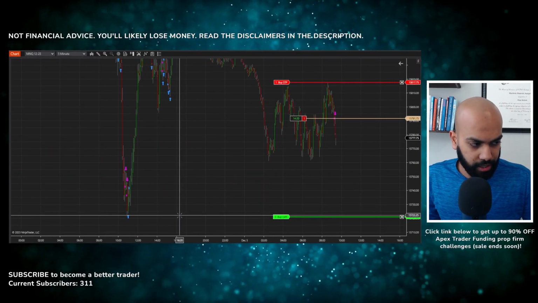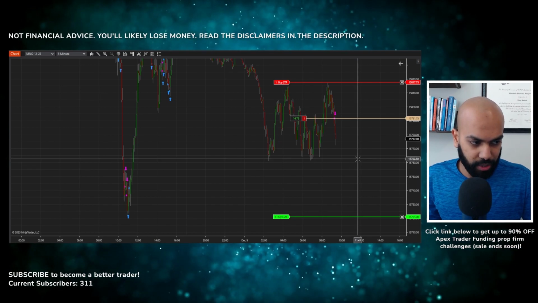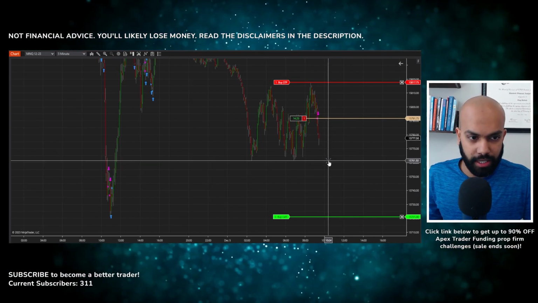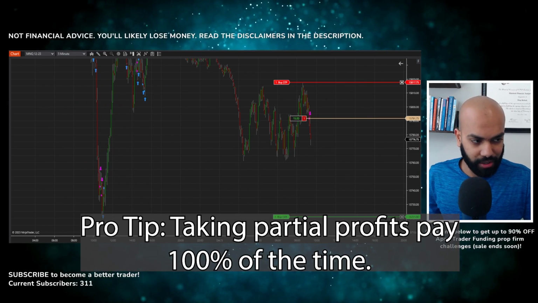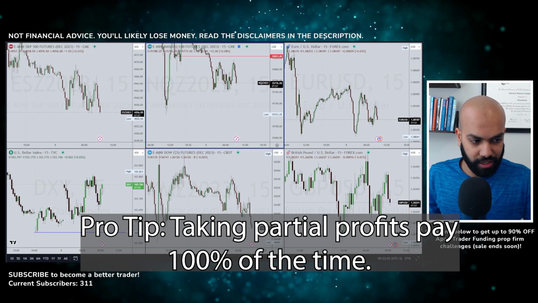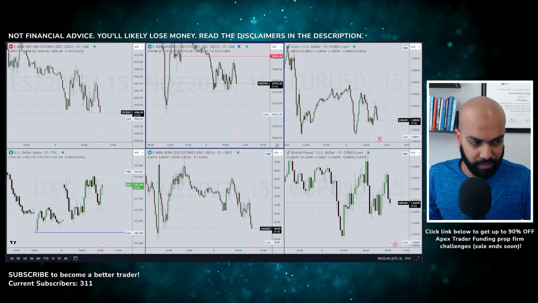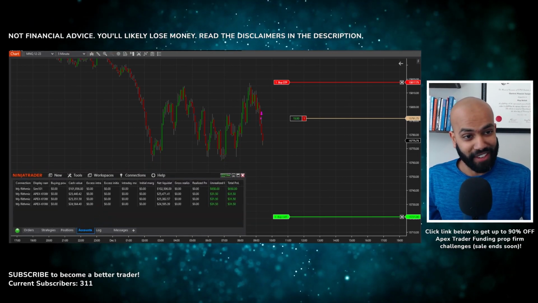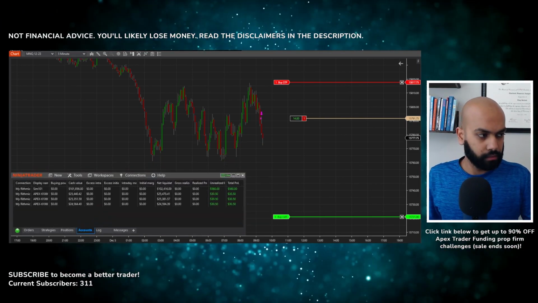So my target is down here, assuming it just explodes downwards, but I think I'm going to take my position off once it comes right to this area. That's my partial, and you know what? I'm just going to hold it, actually. Looking at this, dollar is wanting to shoot up, which is a good sign for this. So if it can drop down here, I'll be happy, and I could just take that trade. Again, this is fake money, not real money.